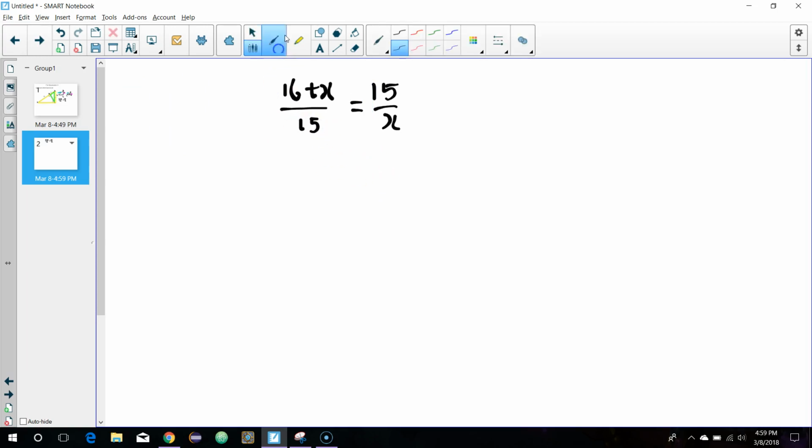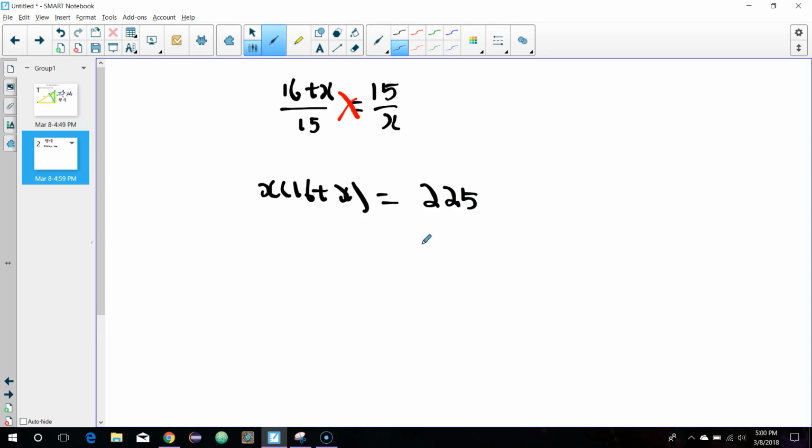So the cross multiply is still going to apply. So hopefully you try to move one more step and you say, I'm going to do a cross multiply over here. I'm going to do x times 16 plus x. 15 times 15 is going to be 225. Right, it's going to be 225.